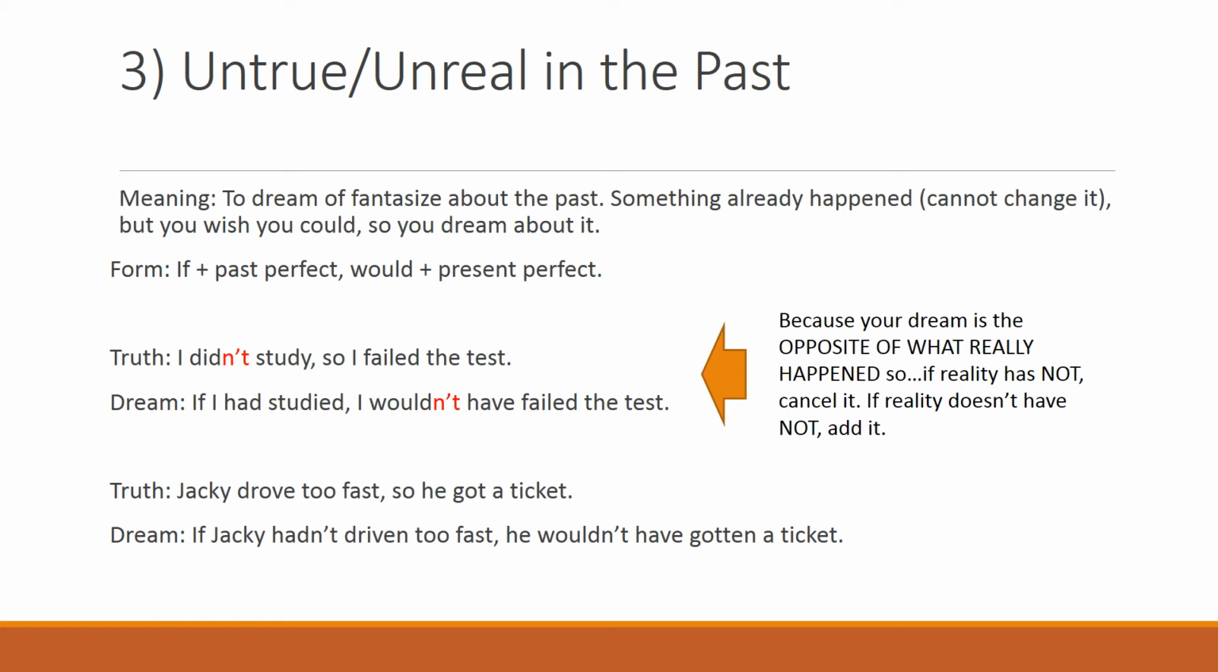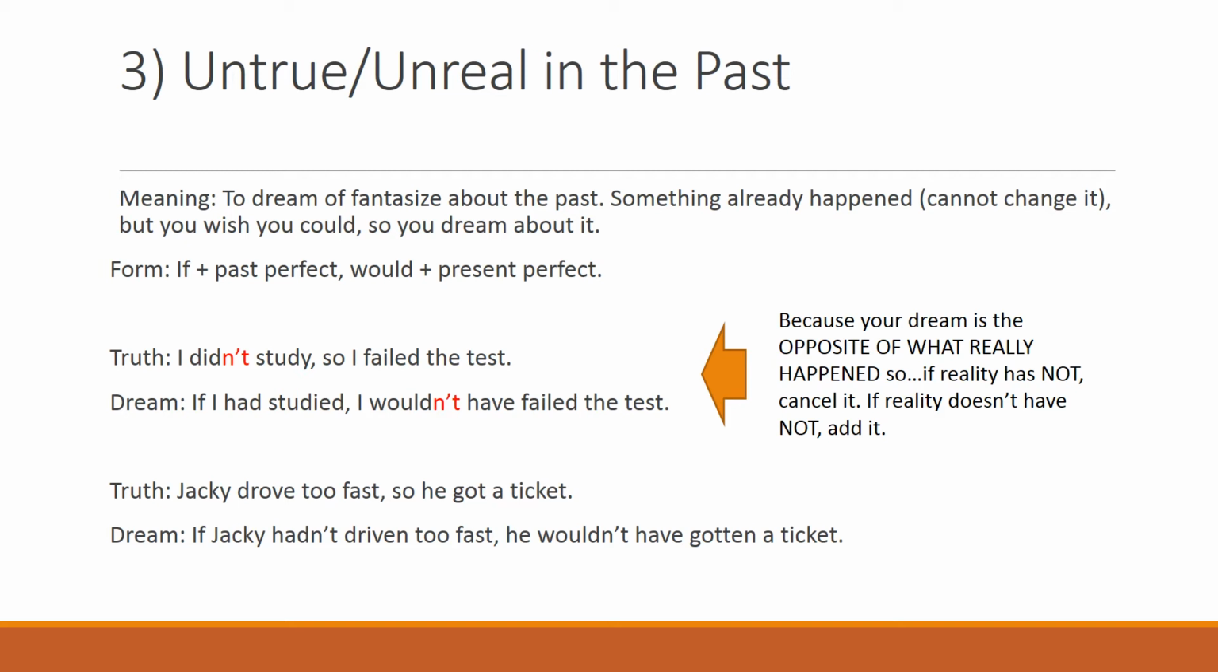So you should see in the true sentence, I didn't study. And in the dream clause, if I had studied, that's the opposite, right? You cancel the not. And so I failed the test. There's no not. You're going to add a not to the dream result. I wouldn't have failed the test.